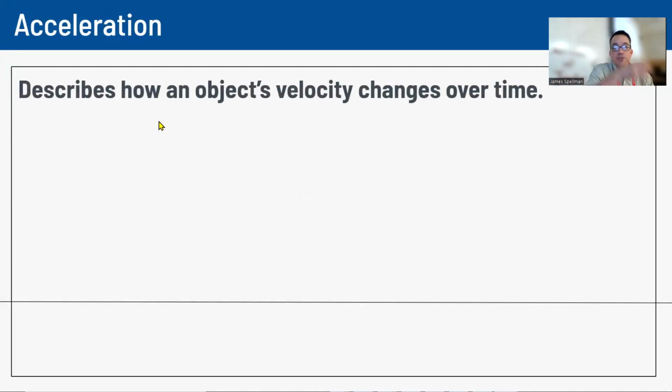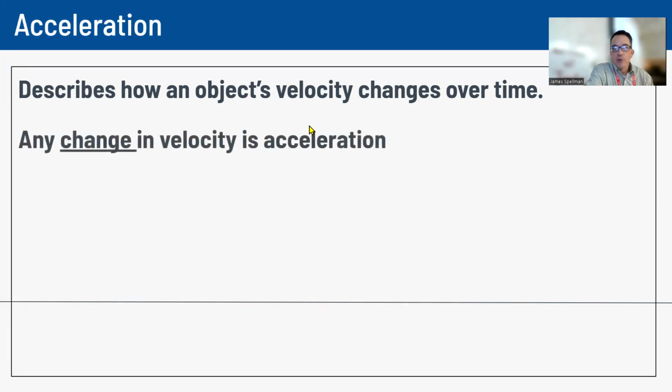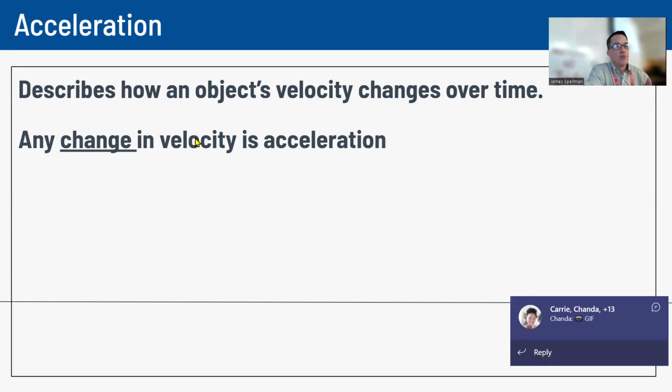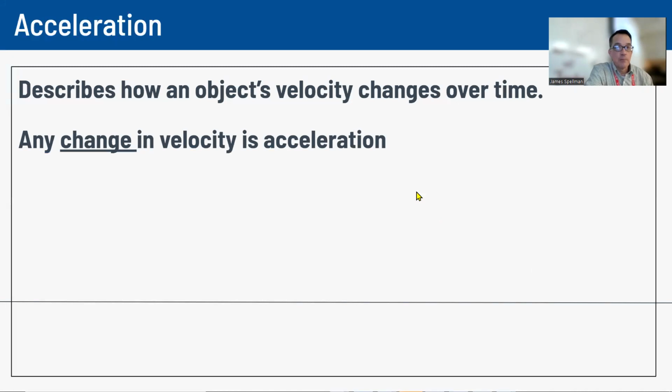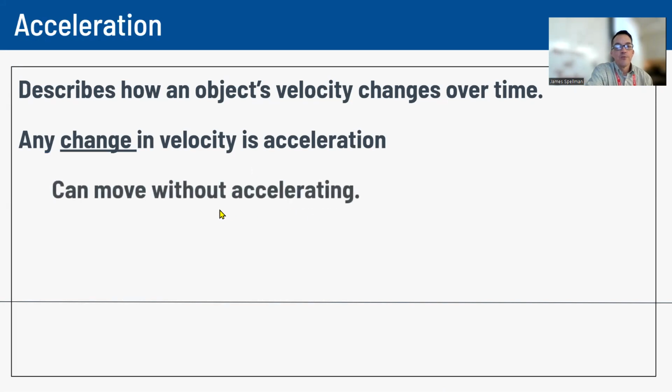Acceleration describes how an object's velocity changes over time. Previously, we were talking about how something's position changes over time. This is how something's velocity changes over time. And remember what velocity is. Velocity is speed in a given direction. So any kind of change in velocity is acceleration. So with our velocity, it can slow down, it can speed up, but also velocity changes if we change direction. And if we change direction, then that's accelerating as well.